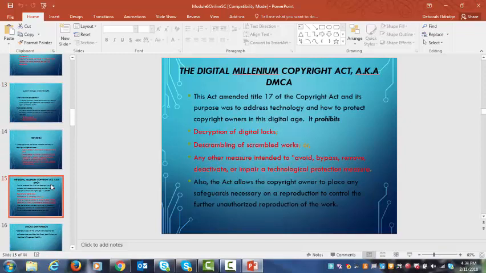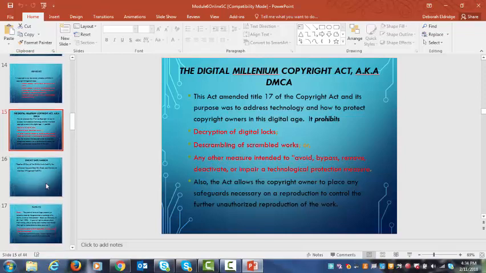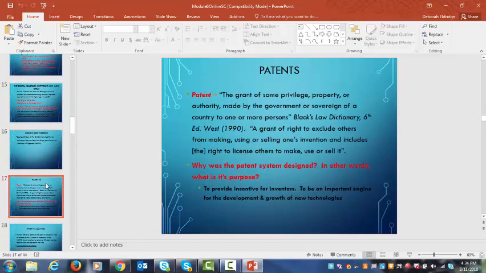And then after a while, obviously, when we came into our e-commerce stage, our cyber stage, where everything started going online, we needed different protections. So that brought in the Digital Millennium Copyright Act, which is also known as the DMCA. So pay attention to that area, and then we start talking about patents.